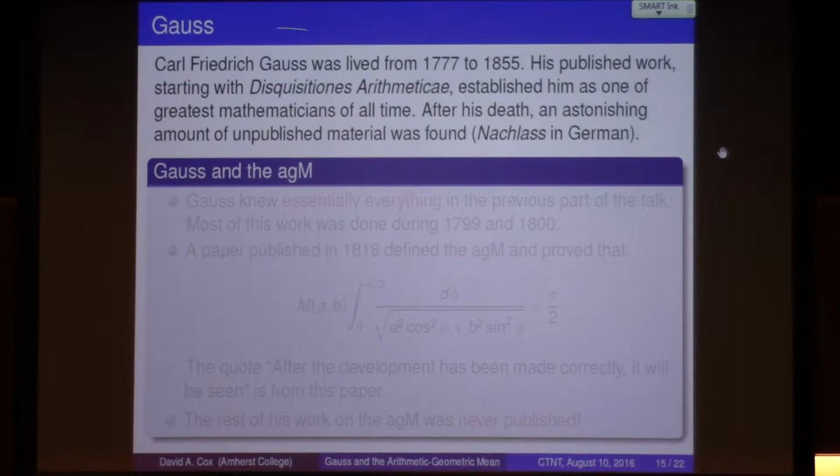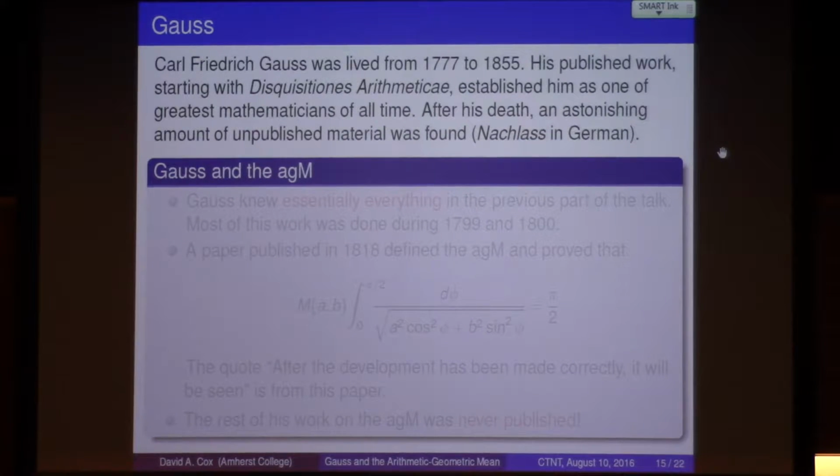So Gauss basically lived from 1777 to 1855. His first published work was Disquisitiones, which is astonishing. It was somehow simultaneously his senior thesis and his PhD thesis. And he was basically one of the greatest mathematicians. But it turns out that a lot of stuff he did was never published. So after his death in 1855, people found an amazing amount of unpublished material, and it took them basically 60 years to actually get it all sorted out, published, and stuff like that. It's called Nachlass in the German.